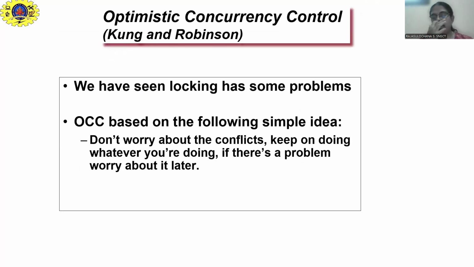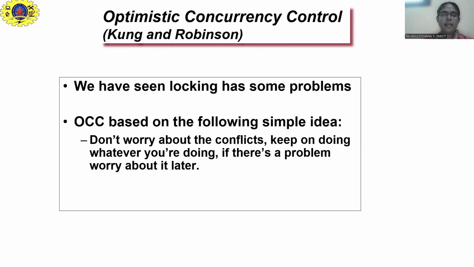There is another thing called optimistic concurrency control, which is given by Kung and Robinson. We have earlier seen that locking protocols, such as two-phase locking protocols, have various problems like the dirty read problem, lost update problem, inconsistent retrieval, and many more. So this optimistic concurrency control is mainly used to avoid the conflicts that occur in two-phase locking protocol.